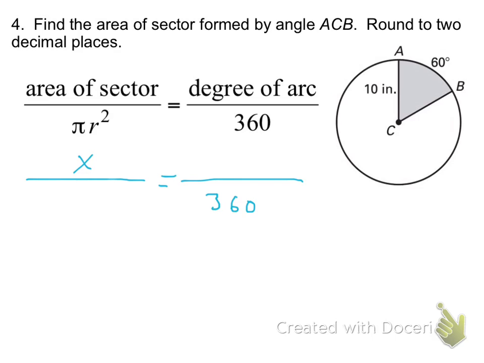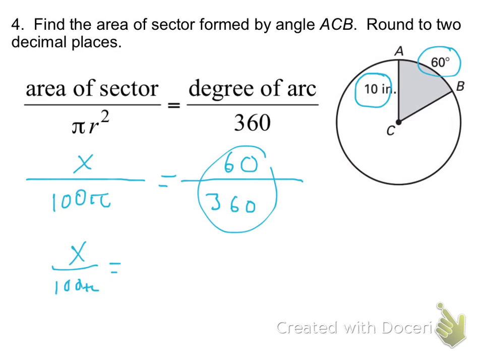Now for the area, my radius is 10, squared is 100, so my area is 100 pi. The degree of my arc, they give it to me, it's 60 degrees, and there we go. What I first like to do is take this ratio and reduce it. So I'm going to leave x over 100 pi how it is, and 60 over 360 reduces to 1 over 6.